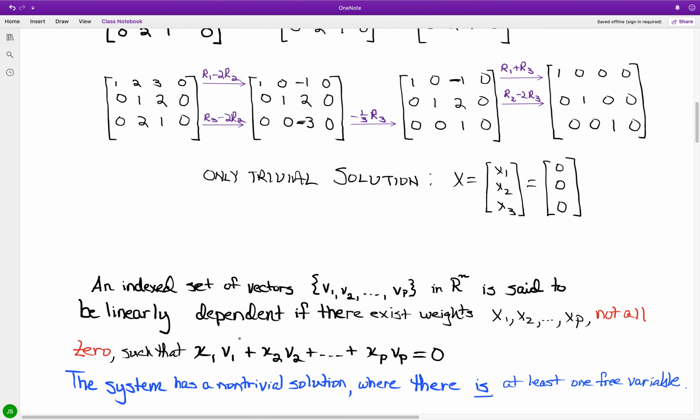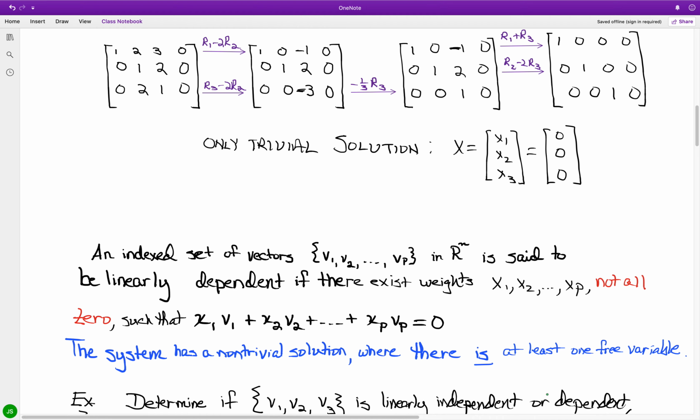And the system is going to have not a trivial solution where we have all zeros, but instead a non-trivial solution where there is at least one free variable. Okay, so we're going back into the terrain of free variables.